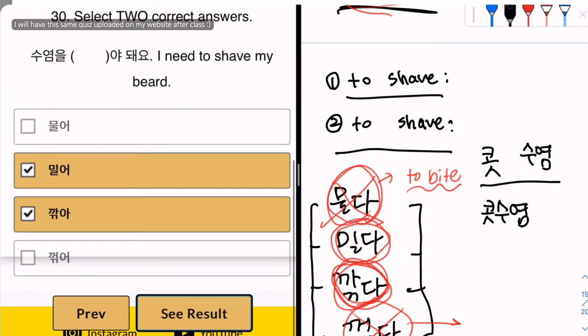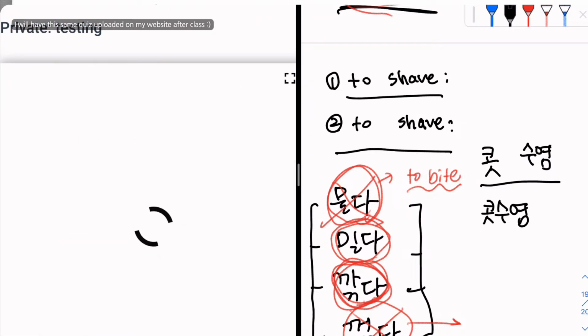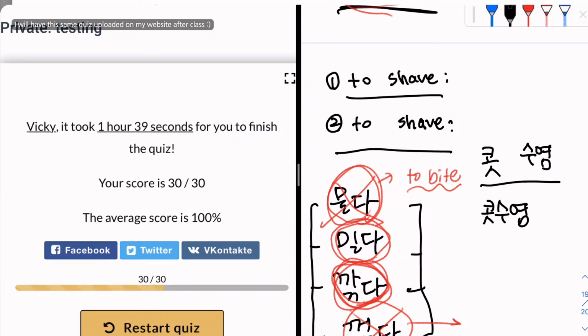Okay, 그러면 if we see the result. Yay, we got everything correct. Yay, Miss Vicky, it took 1 hour and 39 seconds for you to finish the quiz.